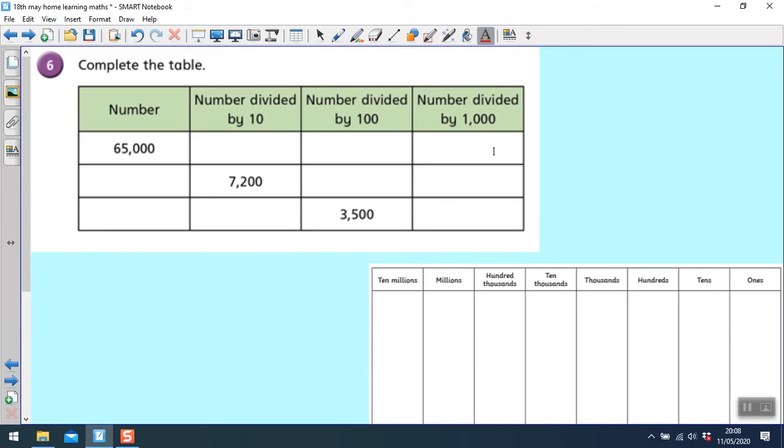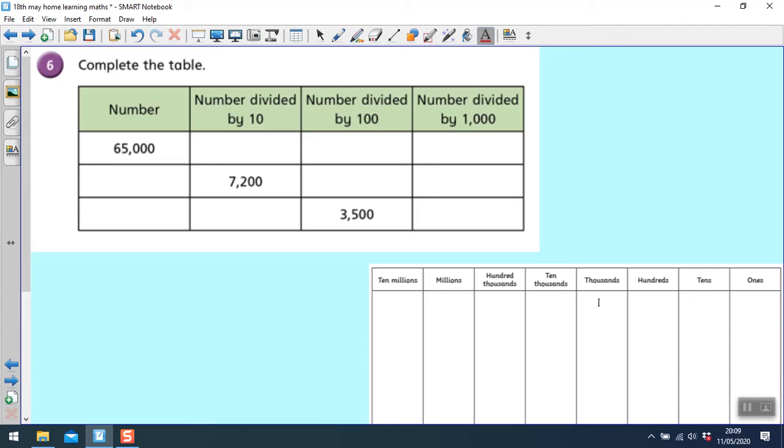But then we've got some other ones. Something divided by 10 equals 7,200. That's going to help us find our original number. Then we can divide our original number by 100 and then by 1,000. A number divided by 100 equals 3,500. If you multiply it by 100, you're going to get your original number. Let's do the first few together.